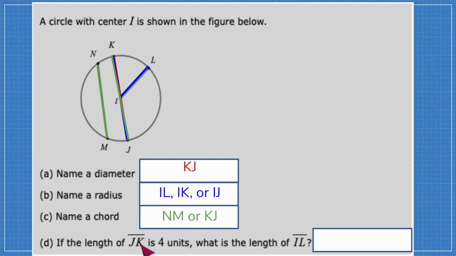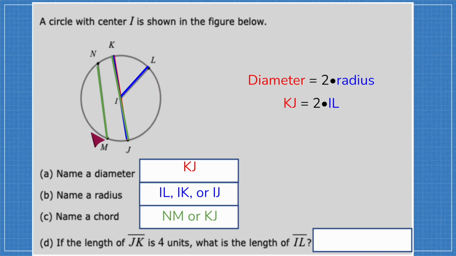Now if the length of JK is 4 units, what is the length of IL? If I have JK here, and that's a diameter of 4 units, remember a diameter is equal to 2 radii because it literally is 2 radii back to back. So KJ is our diameter, IL is a radius. It's not one of the radii attached to that diameter, but it doesn't matter. All the radii in the circle are exactly the same. They're all congruent to each other because they're all going from the center to the side.